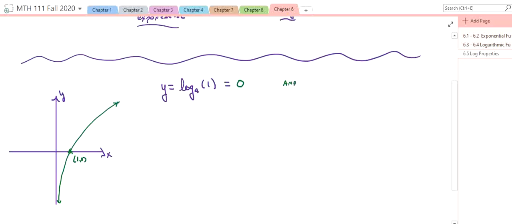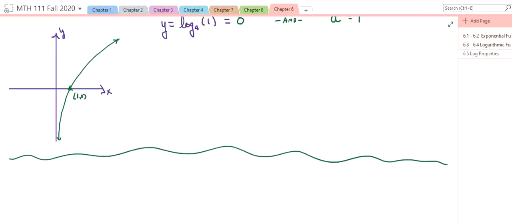Conversely, you can rewrite that. So that's essentially saying that a raised to the power of 0 equals 1. That can make it easy for you to solve problems with logs by knowing that you can always write your logs in terms of an exponent. So that's how the two relate.